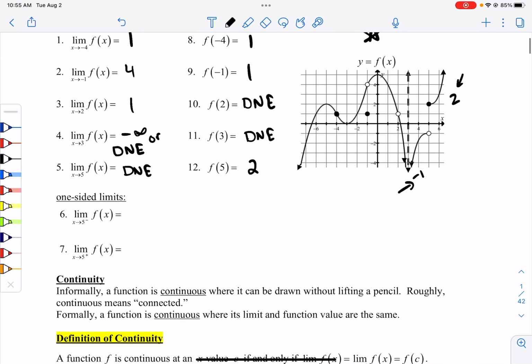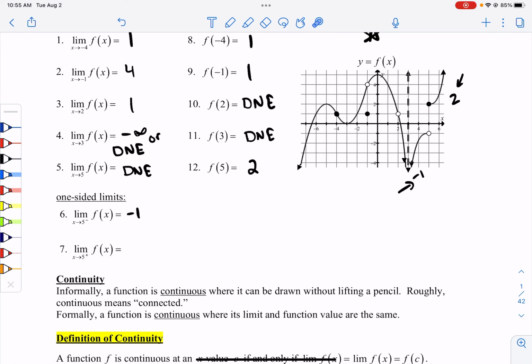So let's look at 6 and 7. We call these one-sided limits, and we already actually did this one, right? Because 6 says, as x approaches 5, and notice that little minus sign, from the left. So as I'm approaching 5 from the left, I'm approaching -1. So the limit from the left does exist.